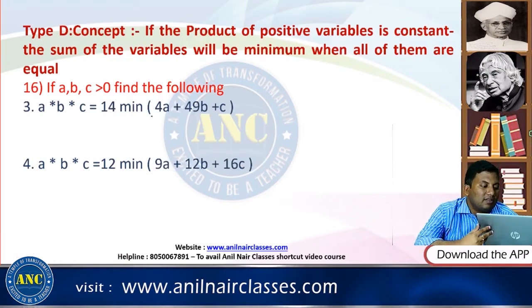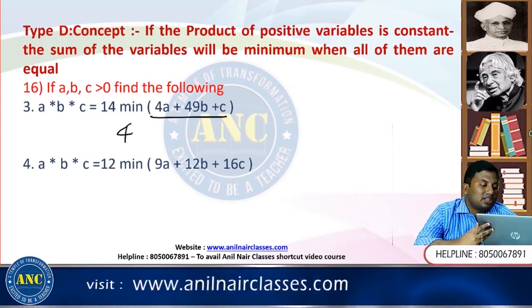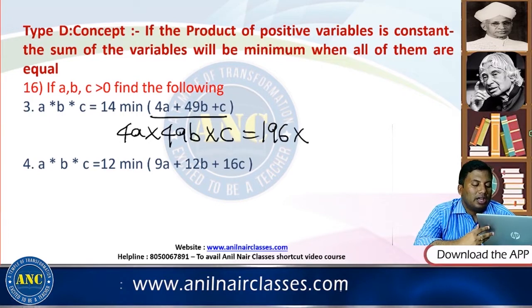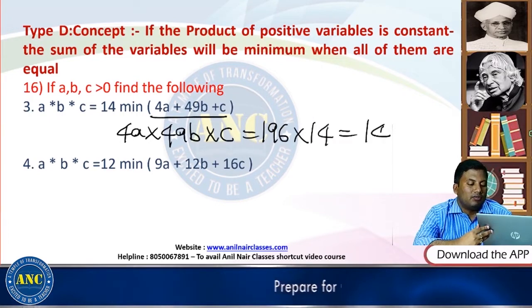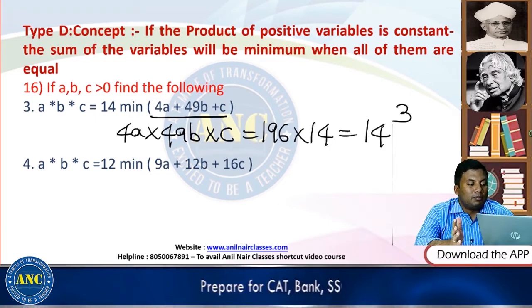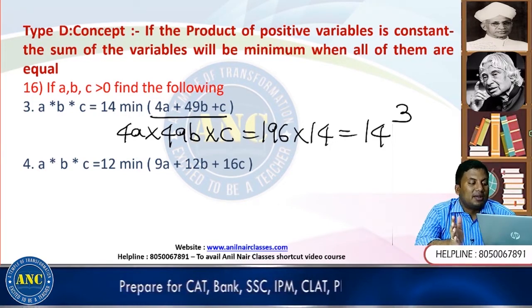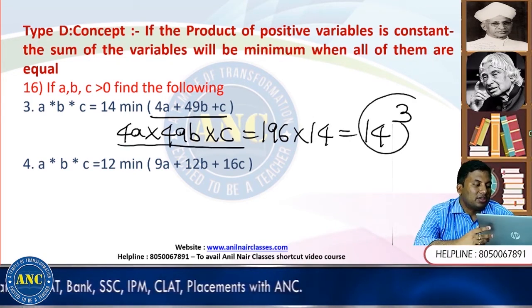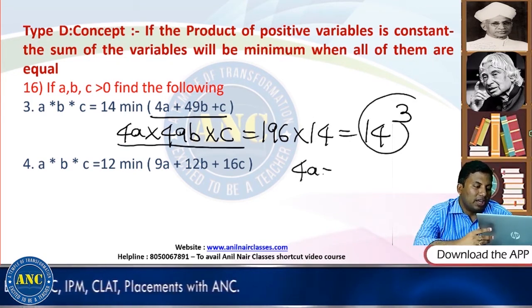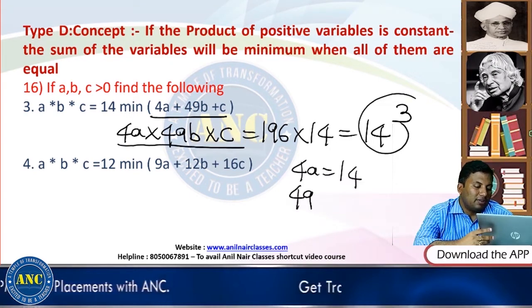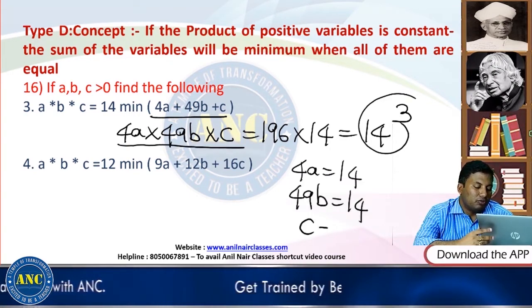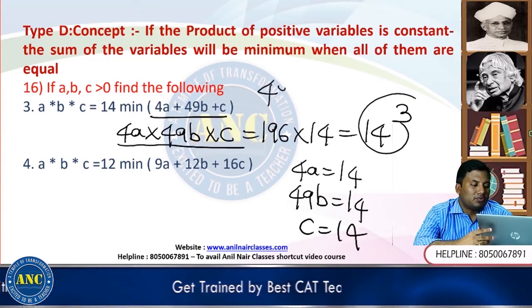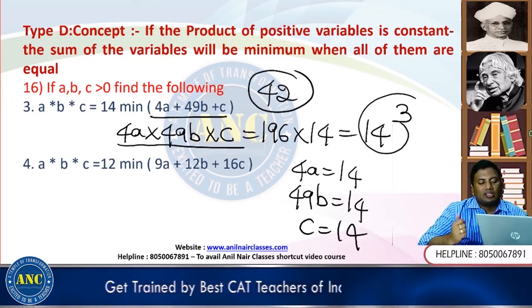Again, sum will be minimum when the product of these three is constant. 4A into 49B into C, which is 196 into A into B into C is 14, which is 14 cube. Sum of these three is minimum only when the product is constant and the variables are equal. That means 4A will be 14, 49B will be 14, C will be 14. 14 plus 14 plus 14. Answer for this question is 42.